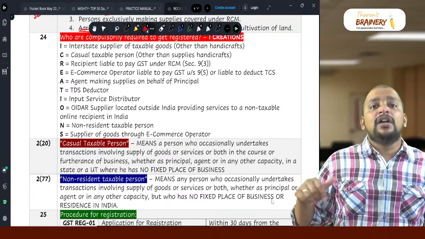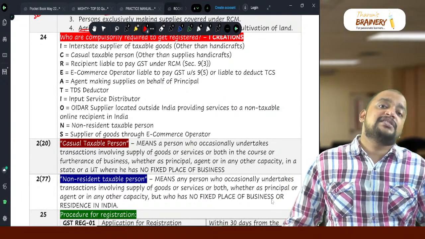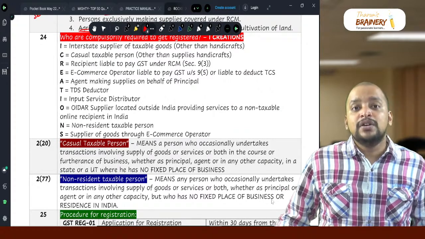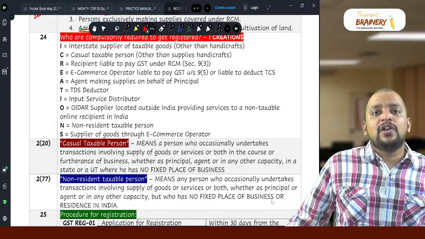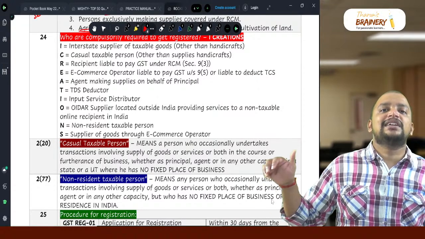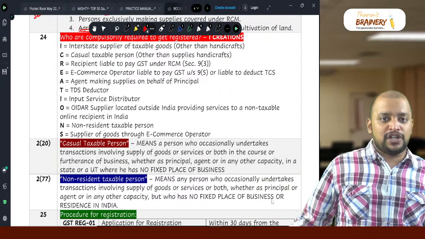Then N for non-resident taxable person, that is like a casual taxable person, a person from outside India who comes to India, who is not having any physical place of business in India. He is known as a non-resident taxable person, and that NRTP is also compulsorily required to get registered irrespective of the threshold limit.